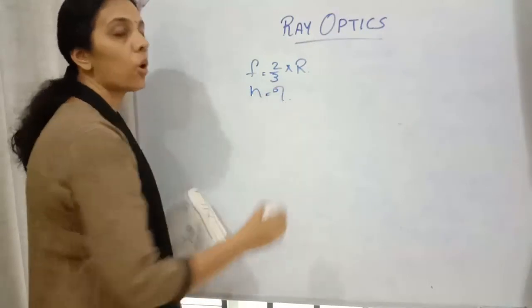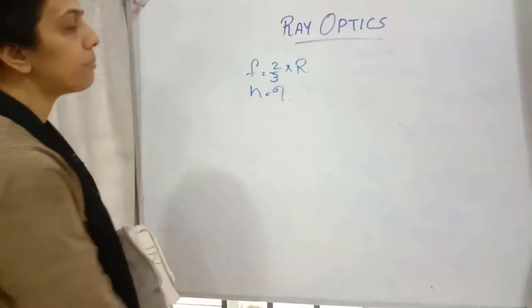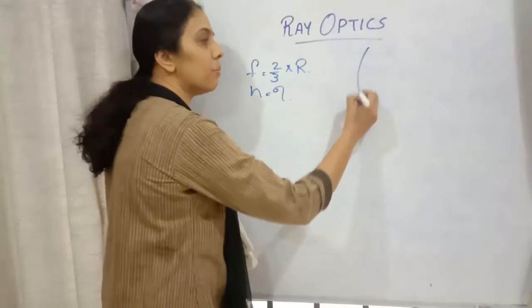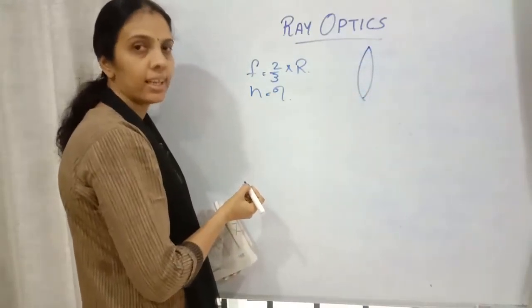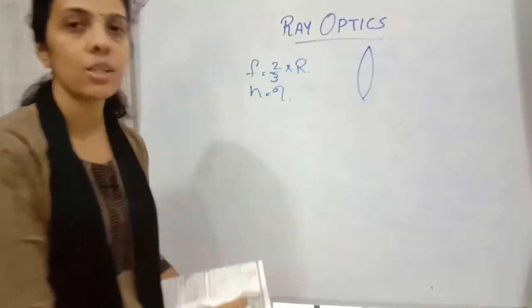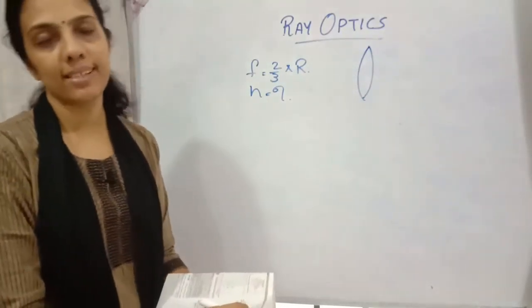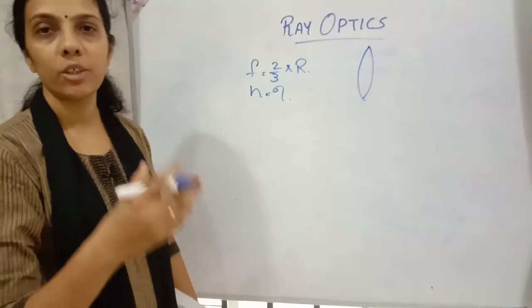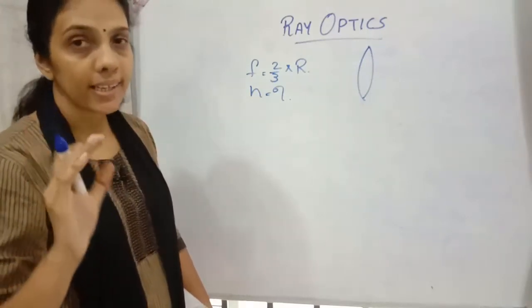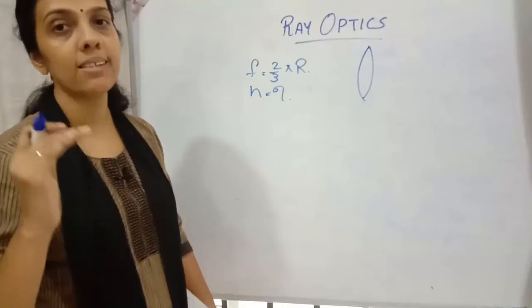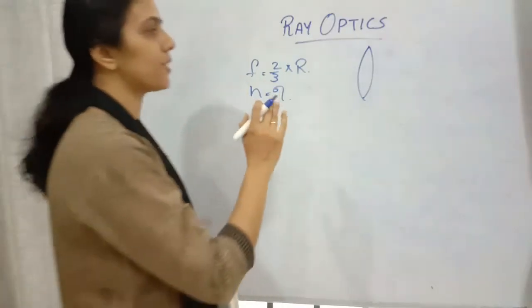A biconvex lens. What is that biconvex lens? See here, both the sides it's convex. That is biconvex lens. If the question comes like this, or it is equiconvex lens, then also you can write down both the sides will be convex only, and radius of curvature you can take as same. Okay, same radius of curvature.